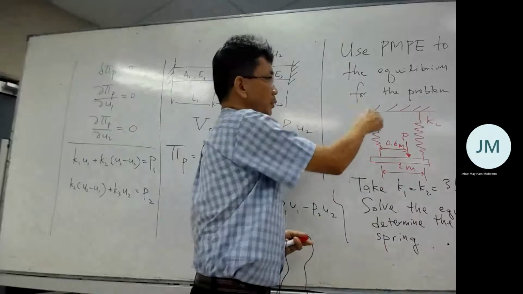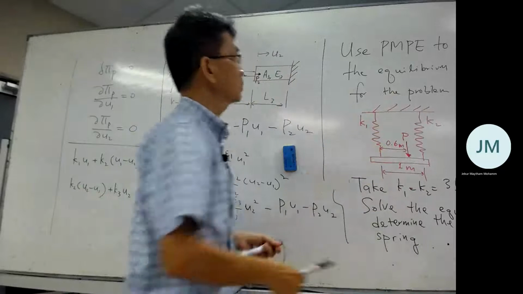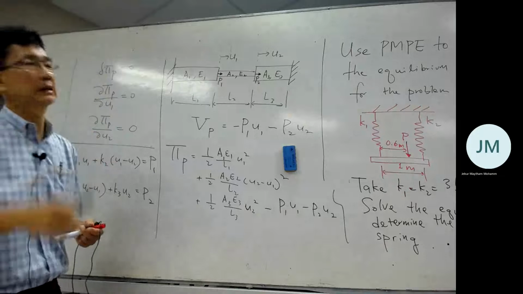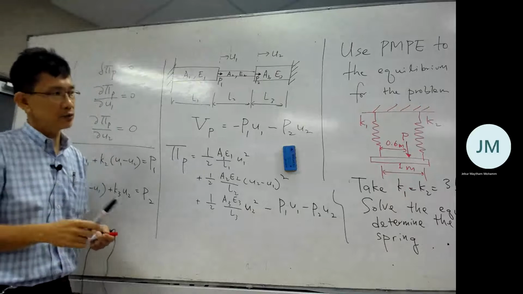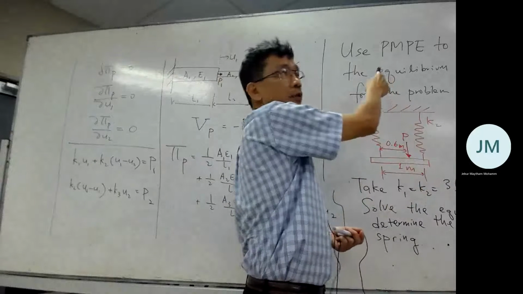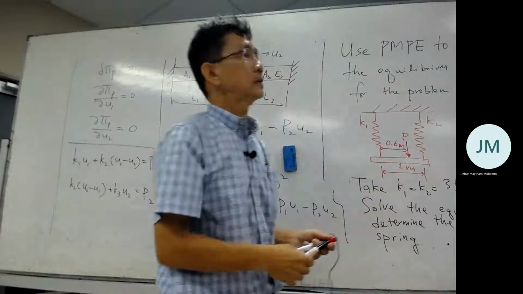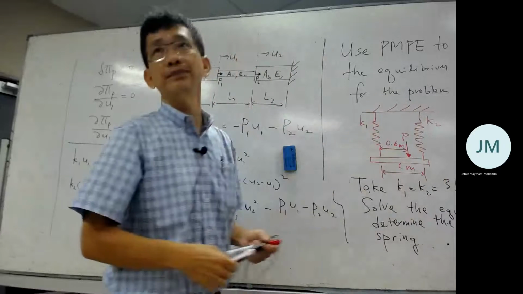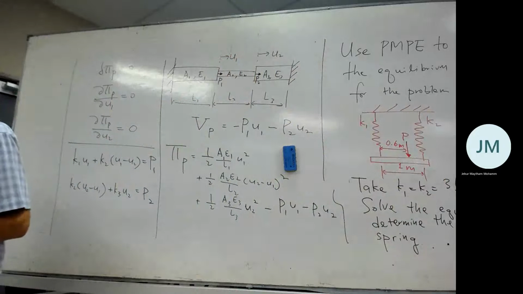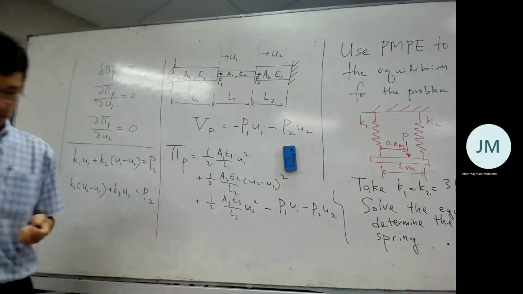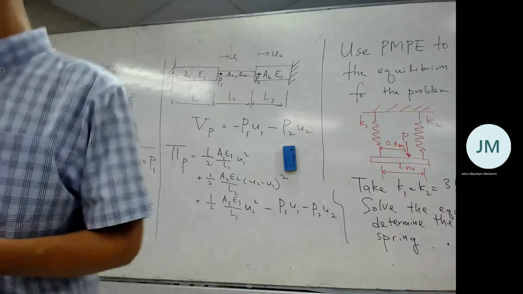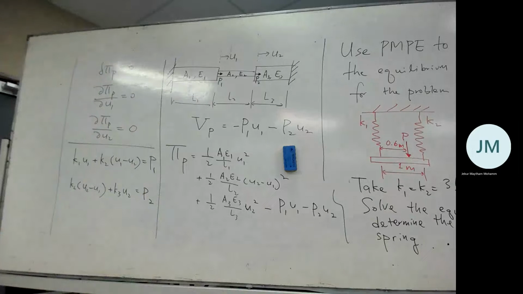For this problem, with two springs like this, the bar is assumed as rigid. Use PMPE to derive the equilibrium equations. Derive first in terms of K1, K2 and P. Then substitute the values of K1 and K2 into the equilibrium equations you derived, and solve them. After you solve, you get the displacement representing this problem first, then you get the forces. So try to solve this, class, and familiarize yourself with the procedures you need to go through if you're asked to solve using PMPE.